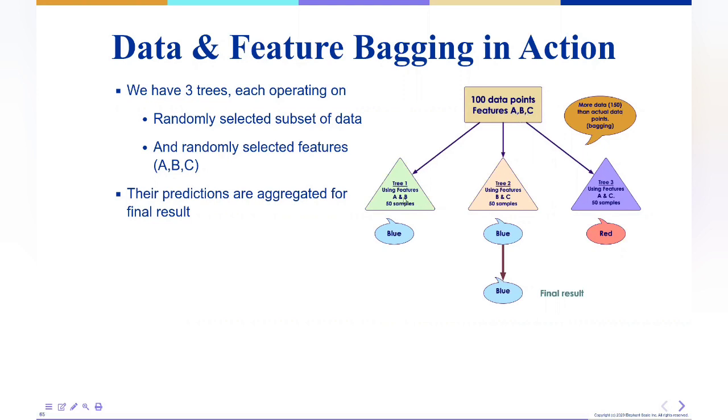So this tree only looks at features A and B. It doesn't consider C. This tree is only considering features B and C, right? It's not looking at A at all. And this tree is only looking at A and C. It doesn't consider B. So now imagine everything's randomized, right? Data is randomized, features are randomized. So these trees are training on different data and different features. And whatever they predict, we aggregate them for the final result.